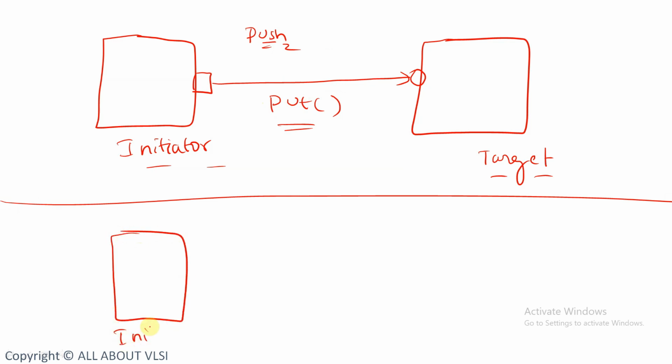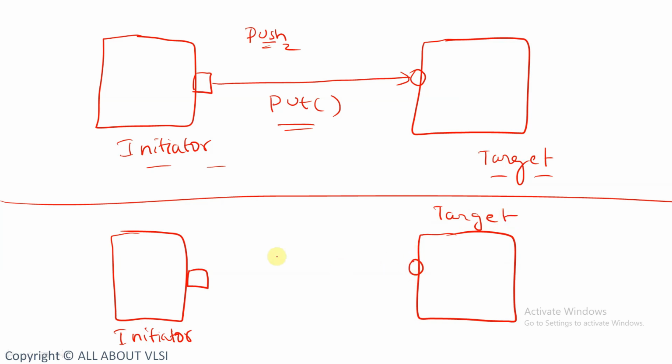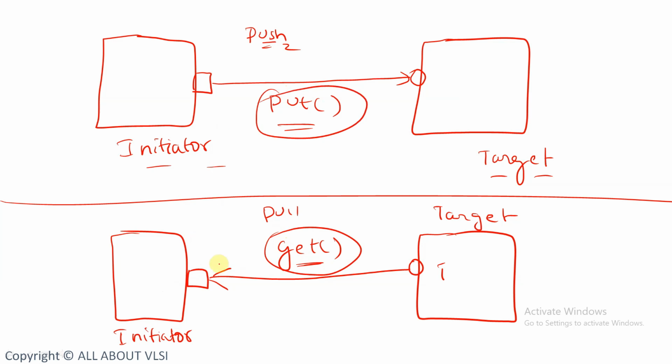Another is pull based ports, where we have an initiator here which has a port, and we have a target here which has an implementation port, and the data direction is from target to initiator. Here we are going to use pull based ports, that is the get port, where the data is flowing from the target to the initiator. Here we are going to use the get port and here we are going to use the put port.